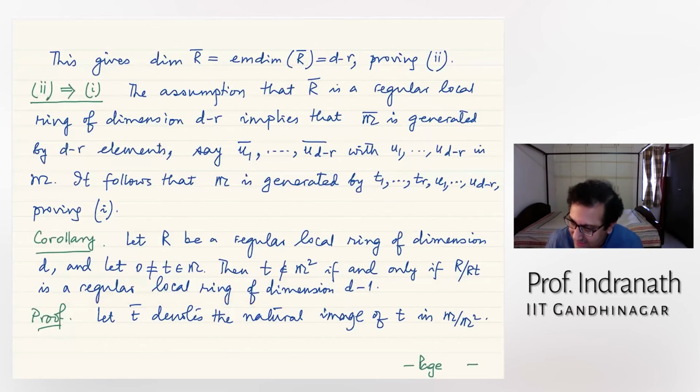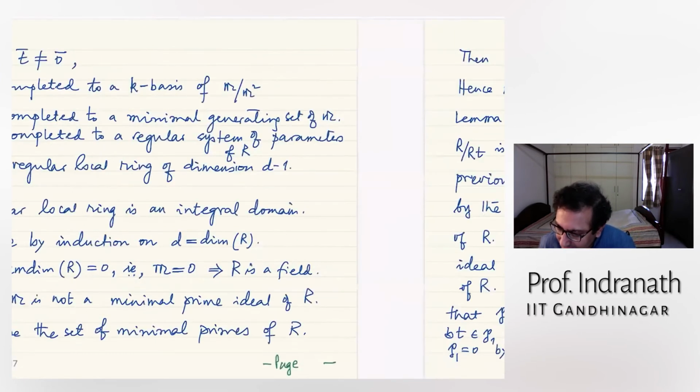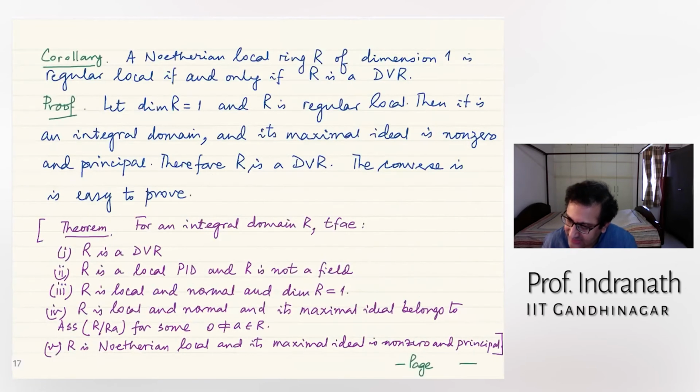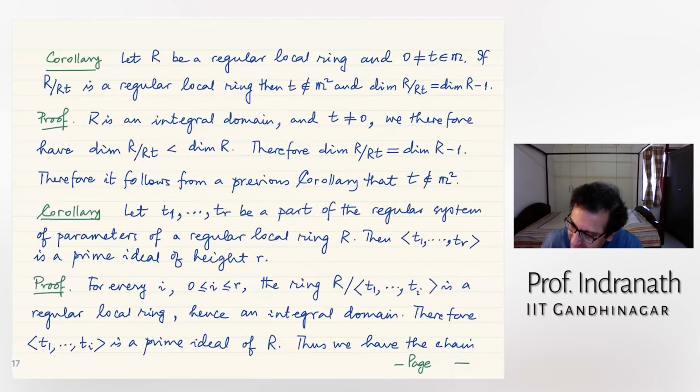So exactly this is what, yes. So if you have this, it follows from a previous corollary. Basically you want to show that T does not belong to M square. You know that R is regular local and T is not in M. If we have already proved that it's an if and only if condition, that when do you have this? Okay, so it's an integral domain and T is not 0. And therefore, we have this.